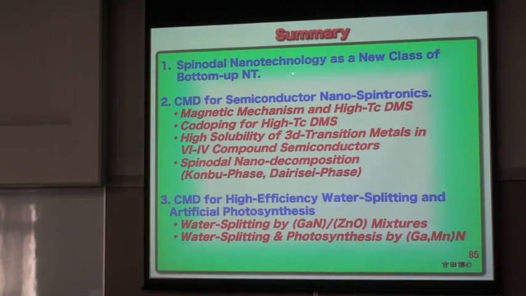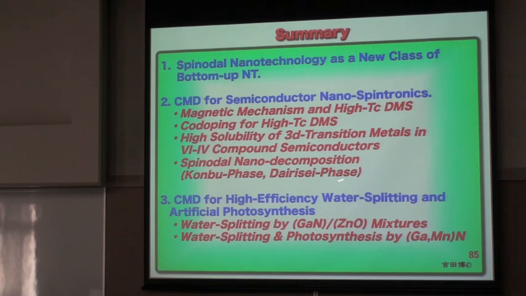This is a summary of my talk. I discussed spinodal nanotechnology, which is a new class of bottom-up nanotechnology. Then we can make a very large scale of size. I'm now mostly working on photovoltaic solar cells and other energy creation materials using the spinodal nanodecomposition. Also here I discussed computational materials design for semiconductor nanospintronics. I discussed the magnetic mechanism and also co-doping for high TC DMS, and high solubility of the 3D transition metal is possible in the 4-6 compound semiconductor. This is a new candidate.